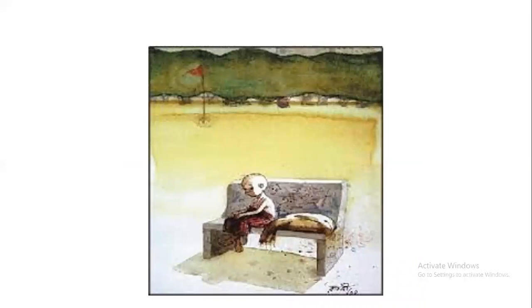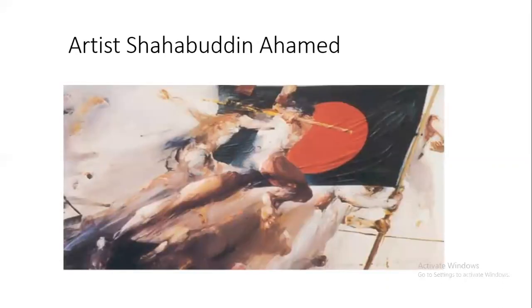This is cartoonist artist Rafiqun Nabi's artwork. It's a watercolor. This picture is a cartoon picture. Also, he's very famous at home and abroad for his nice cartoons. This is Shahabuddin's painting, a very forceful painting of his work. He is also very famous at home and abroad for his forceful paintings. This painting is named Bangladesh. He was also a freedom fighter of Bangladesh. Now he lives in Paris.